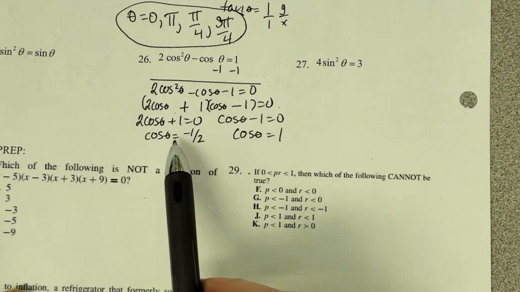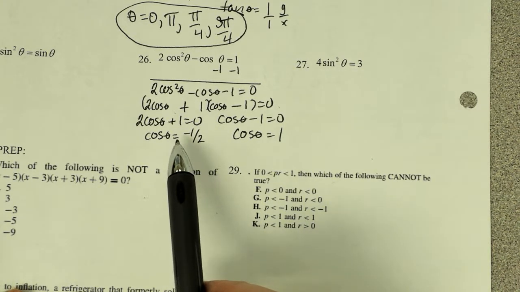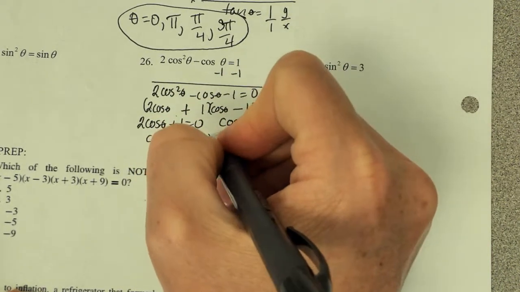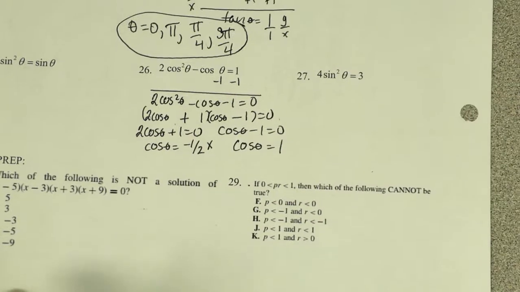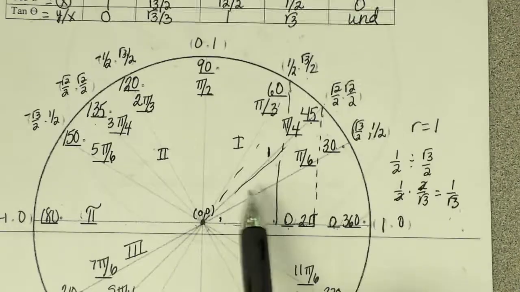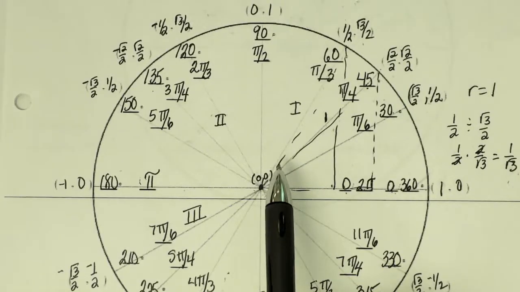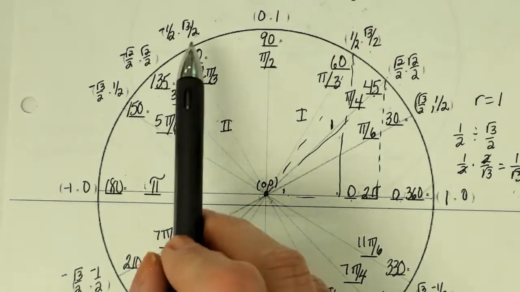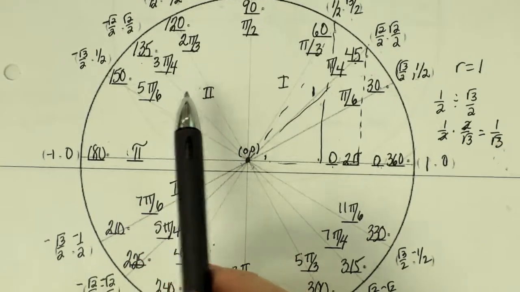So we have to think, what is cosine? Is it x, y, r? What is it? Just x now, right? So I'm just looking, where is x negative 1/2. So we go back to our unit circle. We're going to look, where is x negative 1/2. What are our two answers going to be?